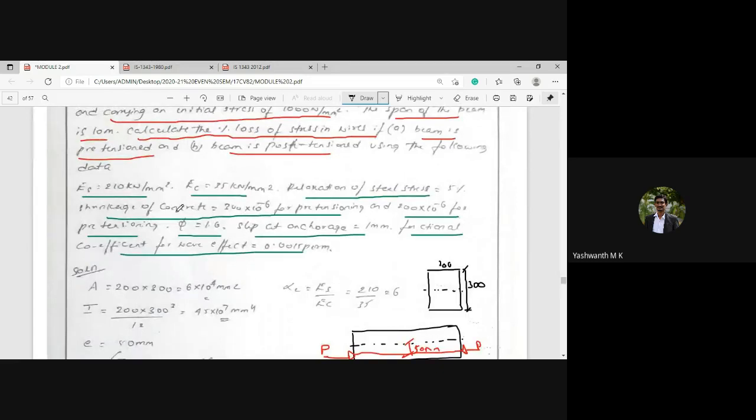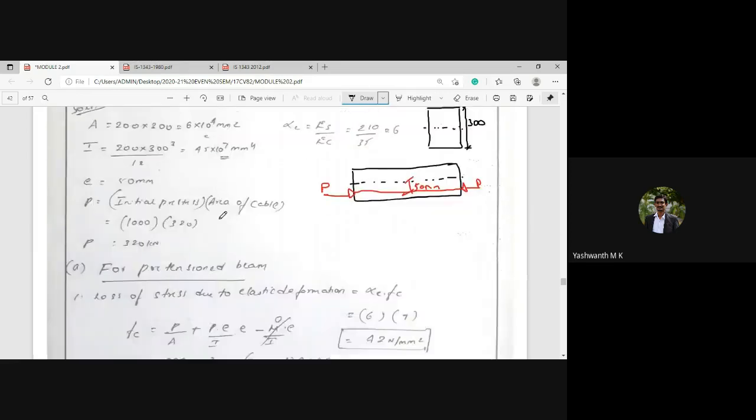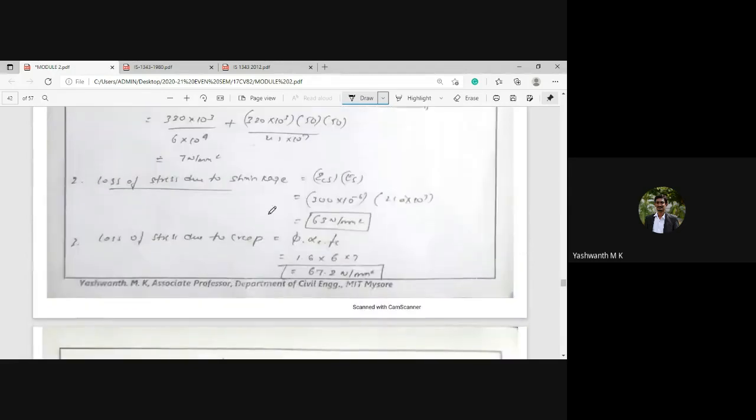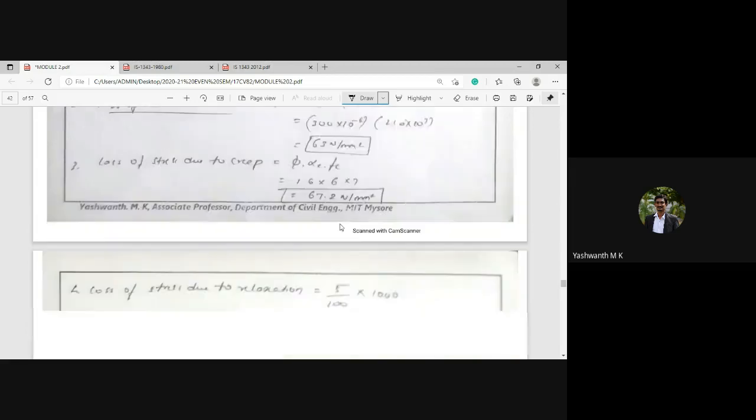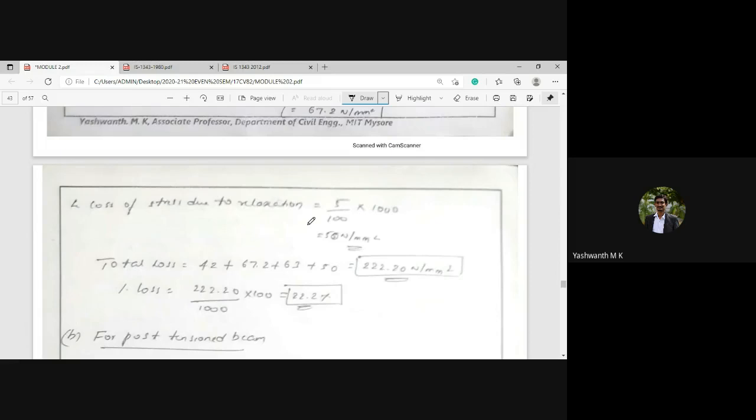So here they have been given creep coefficient data, that is 1.6. If they are going to give creep coefficient data, that means you need to use the creep coefficient formula only. Therefore, loss of pre-stress due to creep by creep coefficient method equals phi, the creep coefficient, into modular ratio into Fc. Substitute 1.6 into 6 into Fc, which you already know is 7, that is 67.2 Newton per millimeter square. Is it clear?